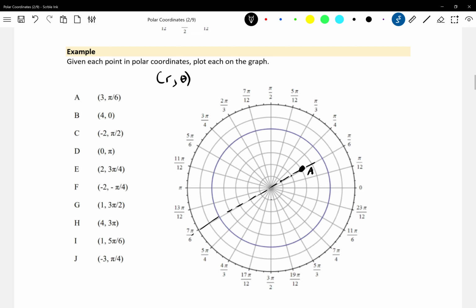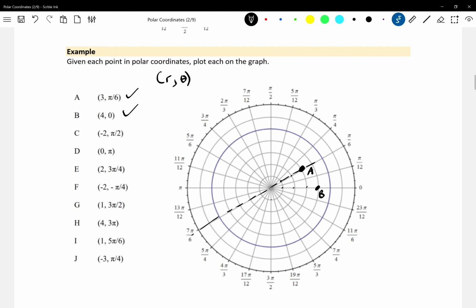Okay, so that's A. B is the point 4, 0, which means 4 units away from the origin and an angle of 0 with the x-axis, which means I'm on the x-axis, and I'm going to go out 1, 2, 3, 4 units. So that's B. Okay, so we have A, we have B.